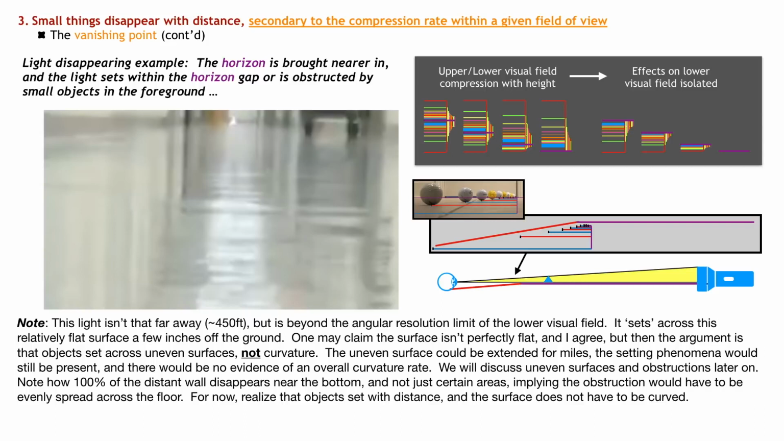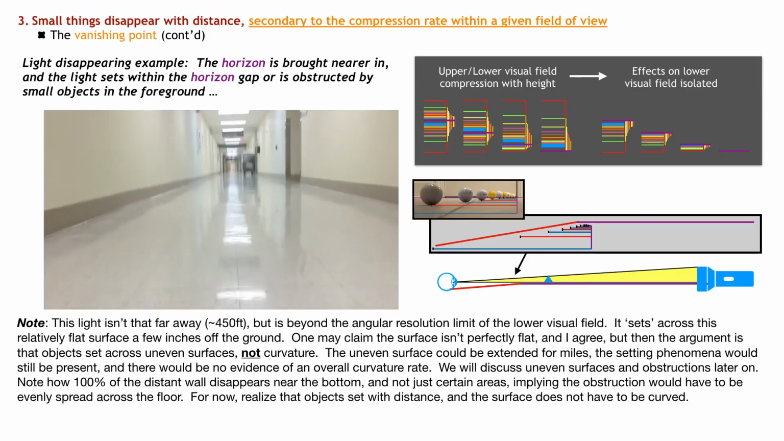But note how 100% of the distant wall disappears near the bottom, and not just certain areas of it. In other words, implying the obstruction would have to be evenly spread across the floor for it to just be obstruction and not an angular resolution limit. So for now, realize that objects set with distance and the surface does not have to be curved. So I'll play it one more time, but just watch how the lower aspect of the distant wall of the door appears to set across the entire visual field, not just one or two areas where a floor may be uneven.